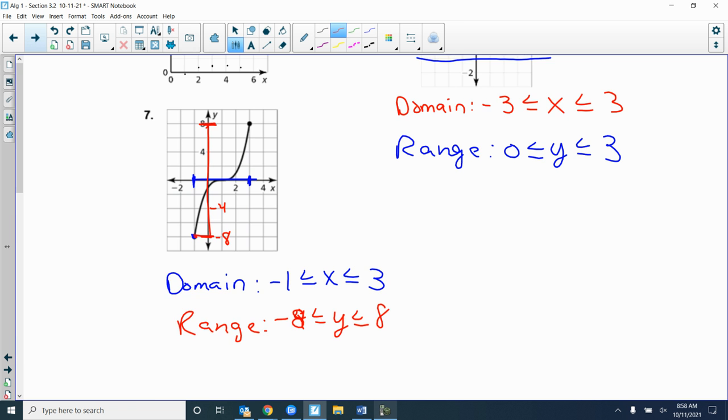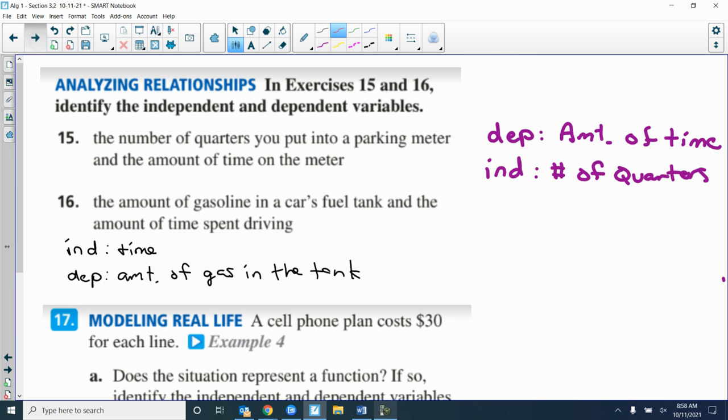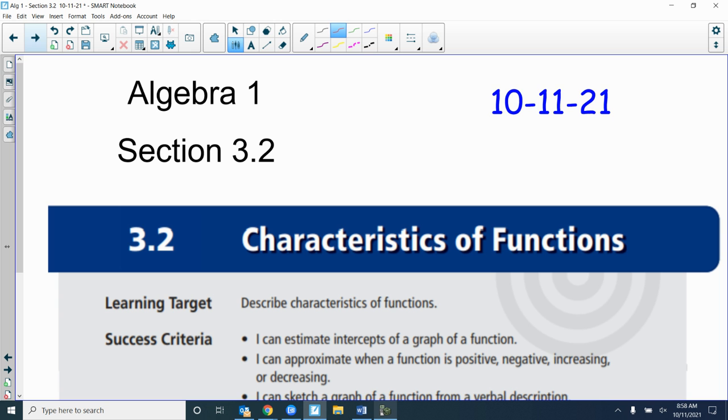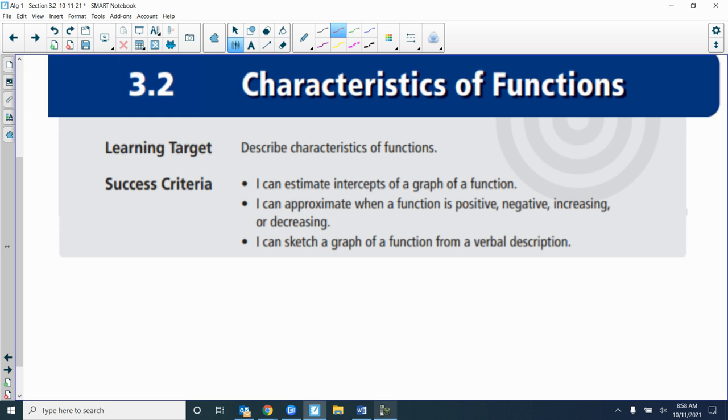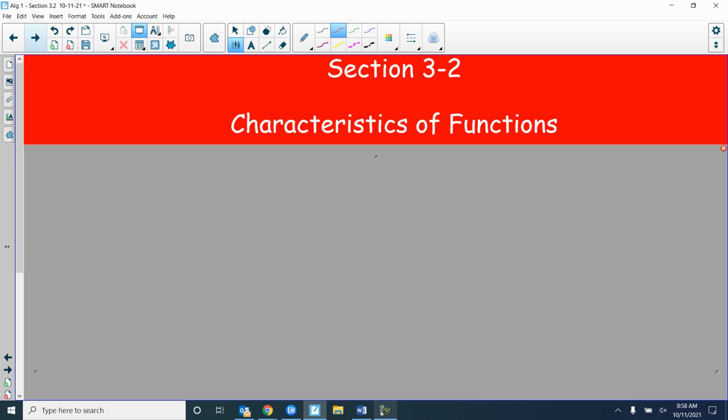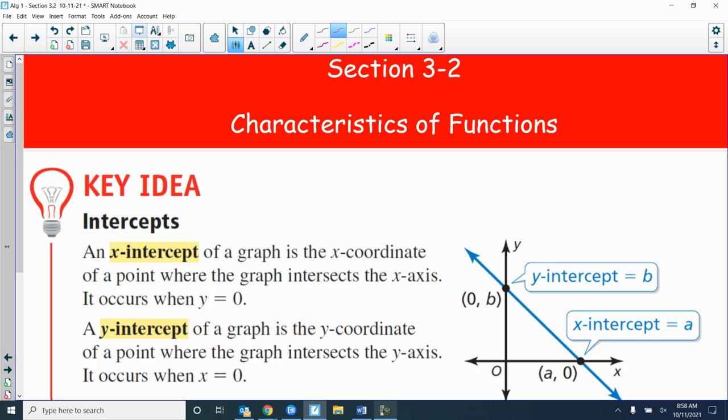All right, we're going to keep hitting this, like I said, because it's new. On your notes for today, section 3.2. 2 key things. We're going to talk about intercepts and then properties of functions. All right, intercepts.